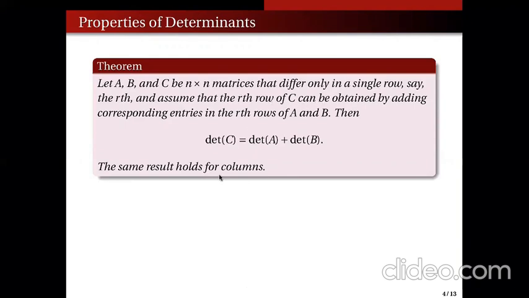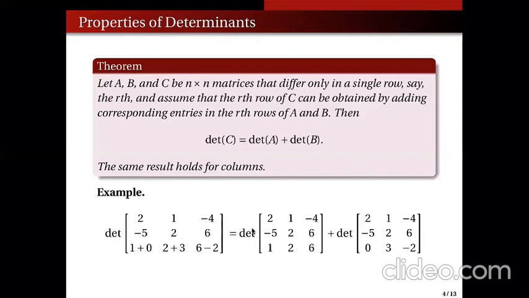And if we replace rows by columns, we still get the same result. So for example, we want to find the determinant of this matrix here. On the third row, I wrote 1 plus 0, 2 plus 3, and 6 minus 2. So the theorem says this determinant is equal to the following. The first two rows are the same as the first two rows of the original matrix on the left. Also on this part, the first two rows are the same as the first two rows of the matrix on the left, but for the third row, I get the first addend 1, 2, and 6 on this part. And the second addend 2, 3, and minus 2, I put it on the third row of the other matrix.